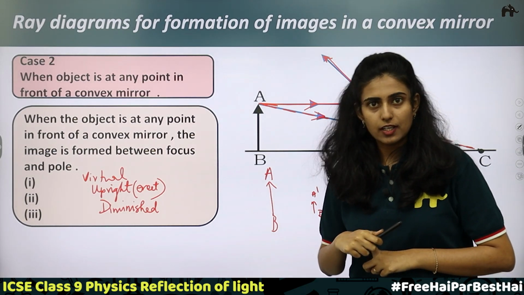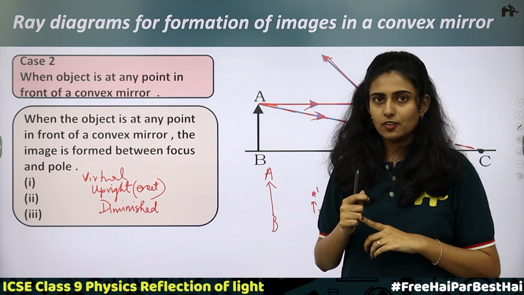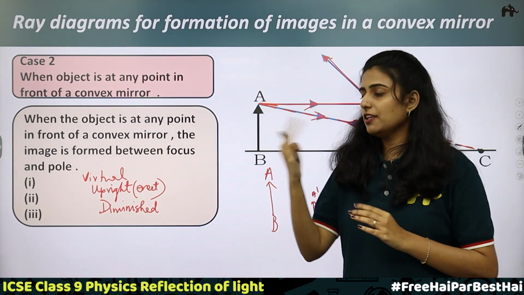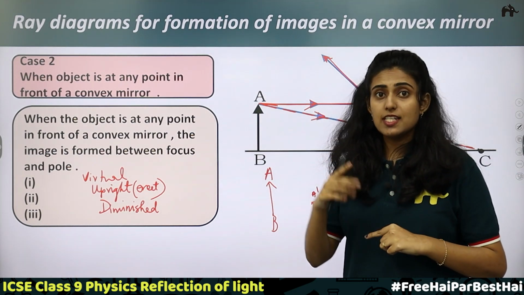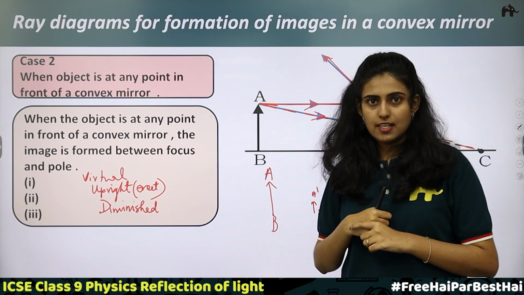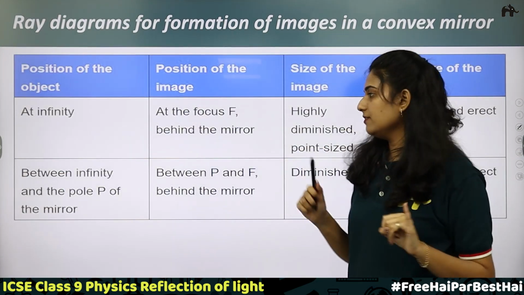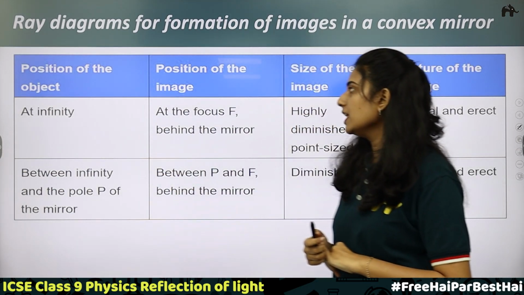Clear? So that is why, when you take a spoon and hold the back side in front of you, it will act as a convex mirror. So you can see an upright image. Yes, upright image is obtained. Now let us conclude. Position of the object at infinity. This is a case of a convex mirror at infinity and between infinity and the pole of the mirror.